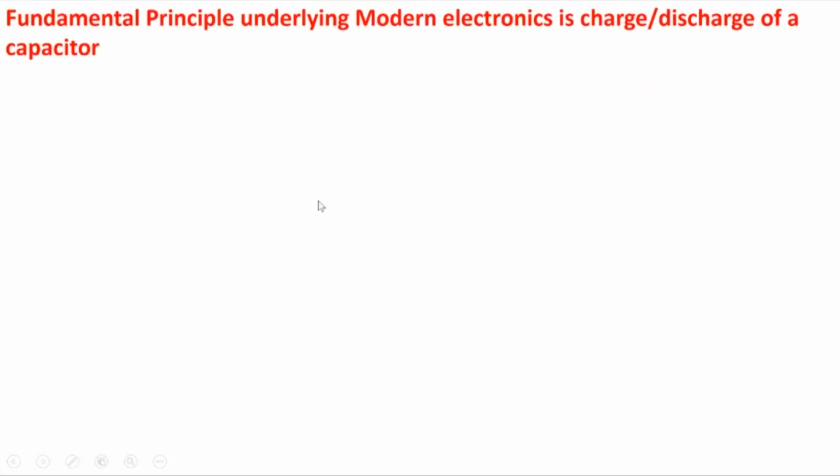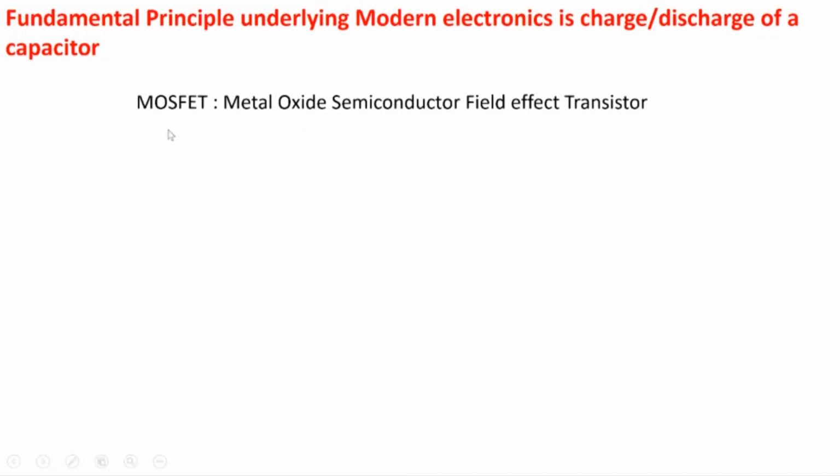Well, more than all of those examples that we looked at, the fundamental principle underlying modern electronics is charge and discharge of a capacitor. Without a capacitor, without its charging and discharging, almost all our devices would fail. Well, why is that? Almost all the electronics that we see here are based on a transistor, we have talked about it earlier briefly, called MOSFET, metal oxide semiconductor field effect transistor.